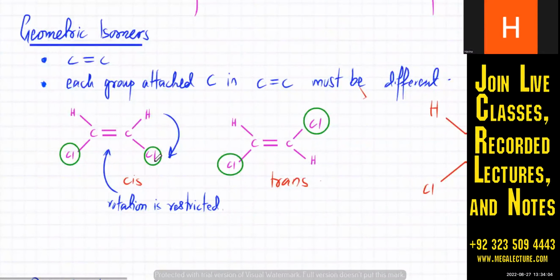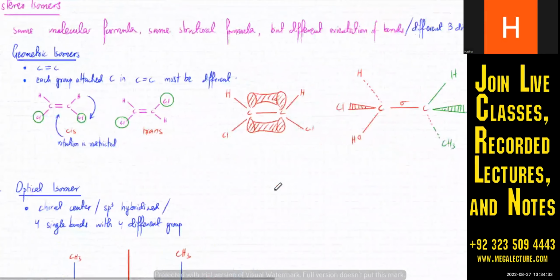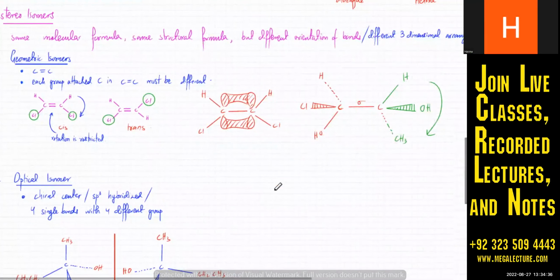The minimum condition is that each group attached to the double bond must be different. If I've got a double bond, maybe the two Cls are pointing downwards, or maybe one side is the other way around: one Cl is pointing downwards, the other Cl is pointing upwards. This one is a cis isomer, this one is a trans isomer, where the Cls are pointing in opposite directions. Is that clear? Yes, sir.